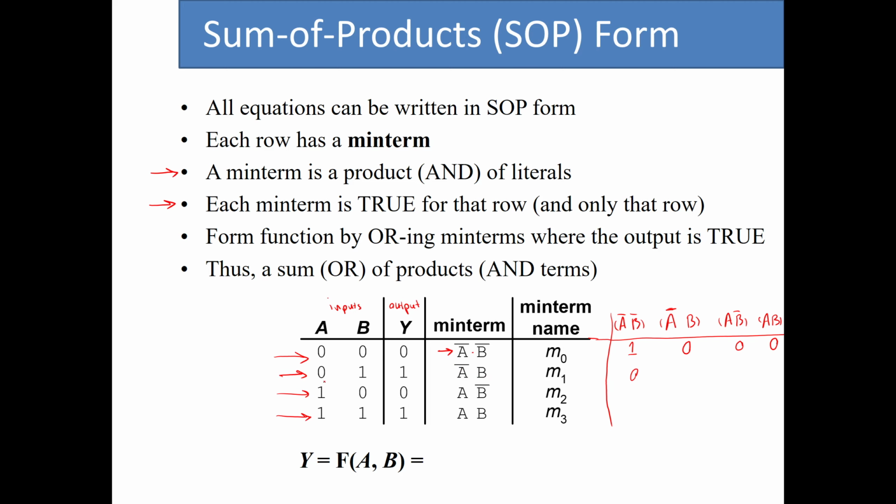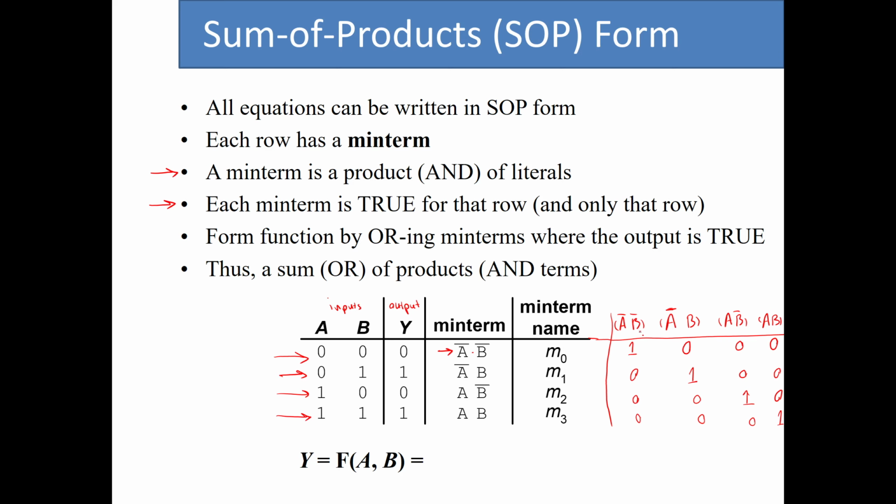Because when A is 0, A bar is 1. When B is 1, here we have B itself. So we have 1 and 1, which is going to be 1. And the same thing would apply to the rest of them. So if I fill out this whole table, what I get is something like this: 0, 0, 0, and finally 1.